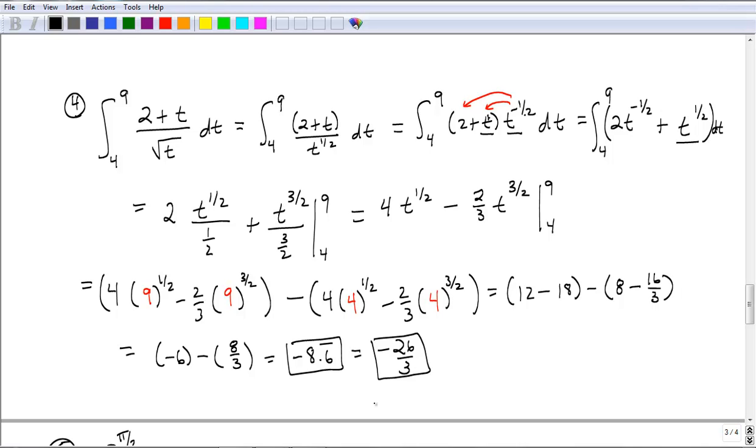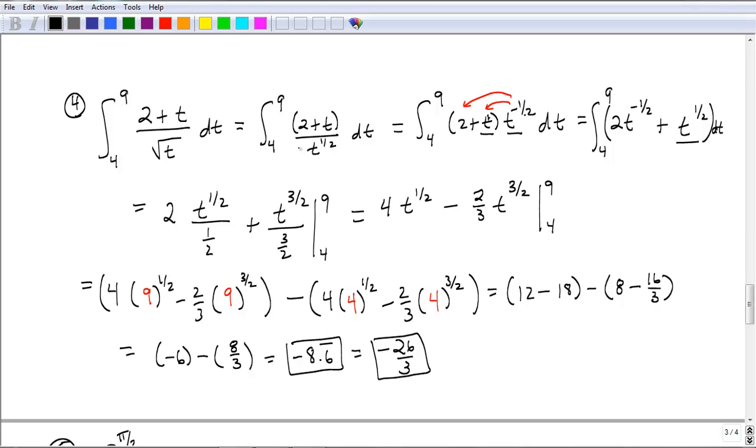I think I did something screwy. Let's see. So I'm double checking this integral here to make sure I didn't do anything silly. 4 to 9. This is 2. So let's see, I should get 50/3 if I do this. So let's go back and double check this.